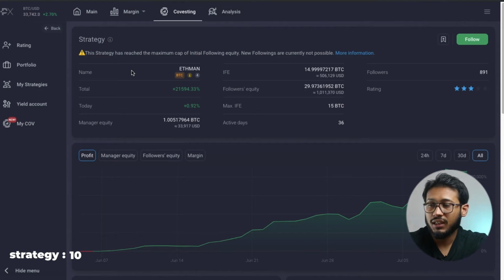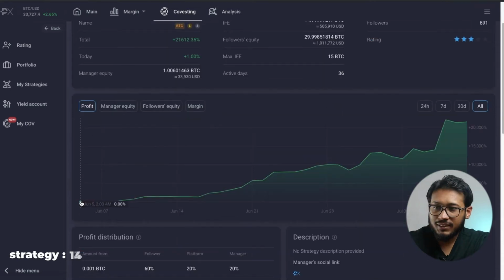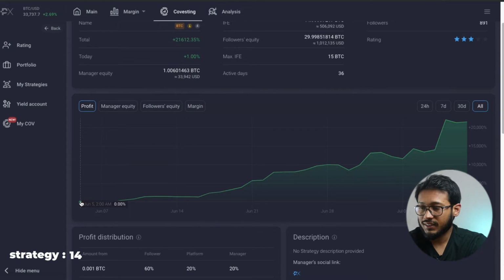As I mentioned before, the name of the strategy is Ethereum Man. The total profit has been 21,594%. The total profit for the day is 92%. And the manager equity, so the amount of equity the strategy manager has within this strategy, is 1.00601 BTC. As the strategy is not very old, it was started on the 5th of June, you can see the amount of profits that it has gained within a short amount of time.